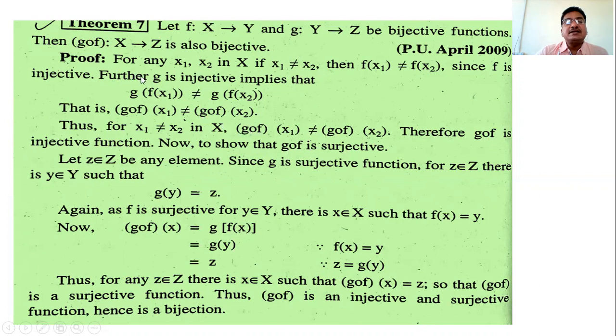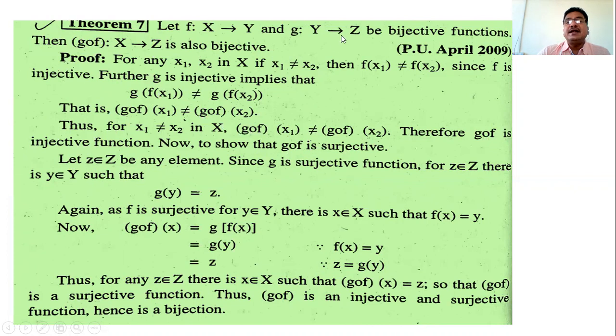Now we show that g circle f is surjective. A function is surjective if each element of the codomain, that is, each element of Z, has a preimage. So take any element z from Z, and now we have to find the preimage of z under g circle f.